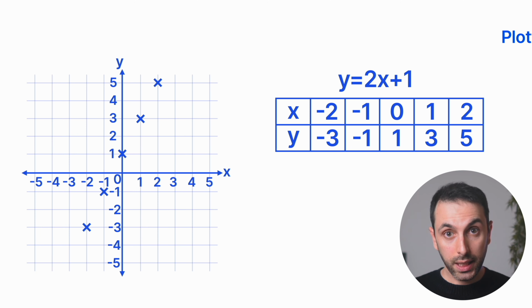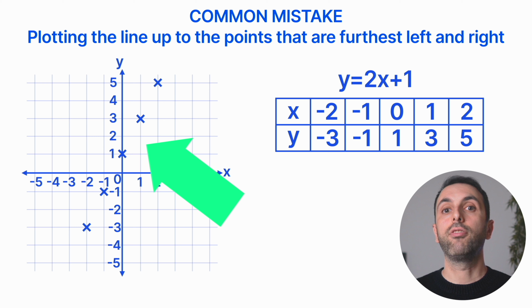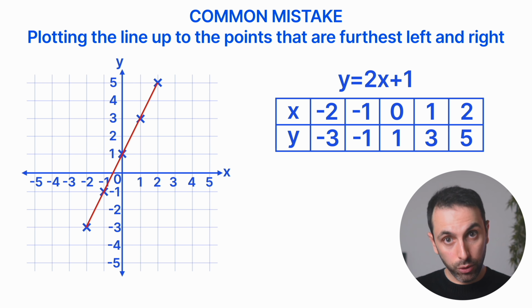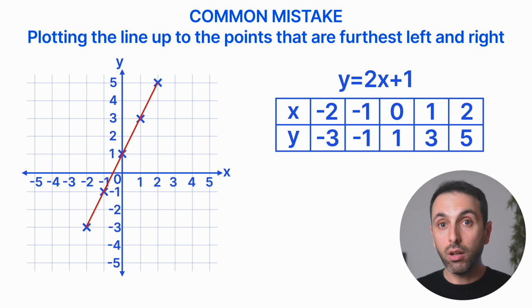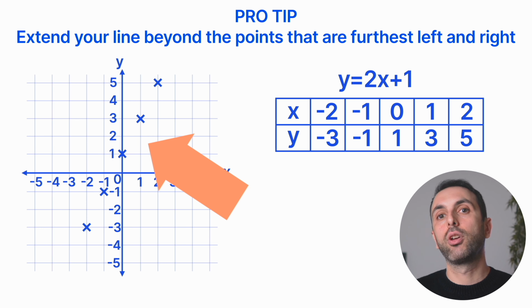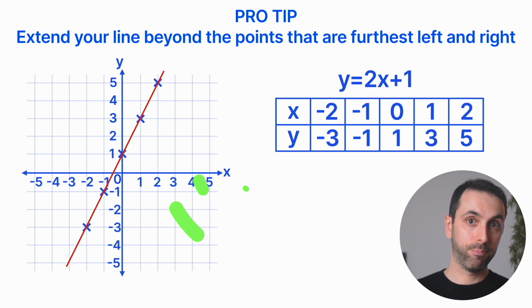A common mistake here is to just plot the line starting and ending from the furthest leftmost and rightmost points. But don't do that because, as we've seen just moments ago, the line is not limited to just those points. Instead, make sure that the line extends beyond those left and rightmost points.